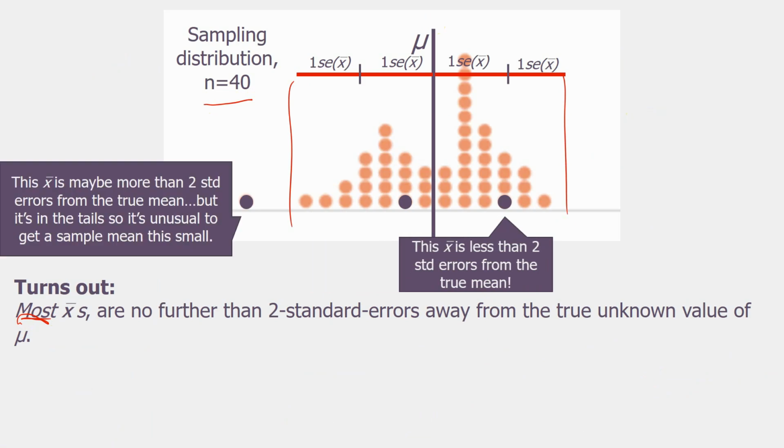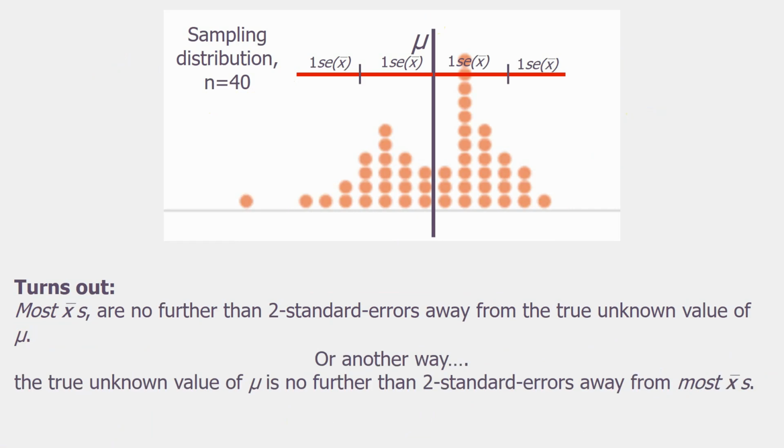What about this one? Okay, so it's more than 2 standard errors away, and that's a bit of a bummer, but it's in the tail of the distribution, so it's unusual that we would get a sample mean that small that it would be more than 2 standard errors away. So it's most sample means no further than 2 standard errors from the true mean.